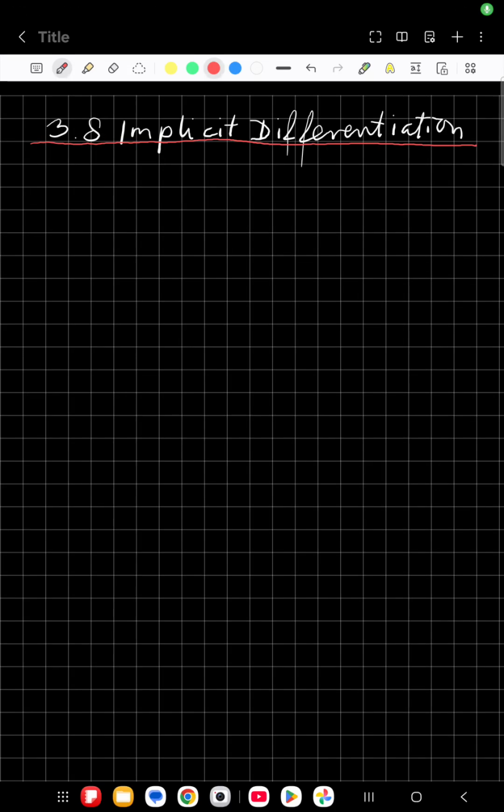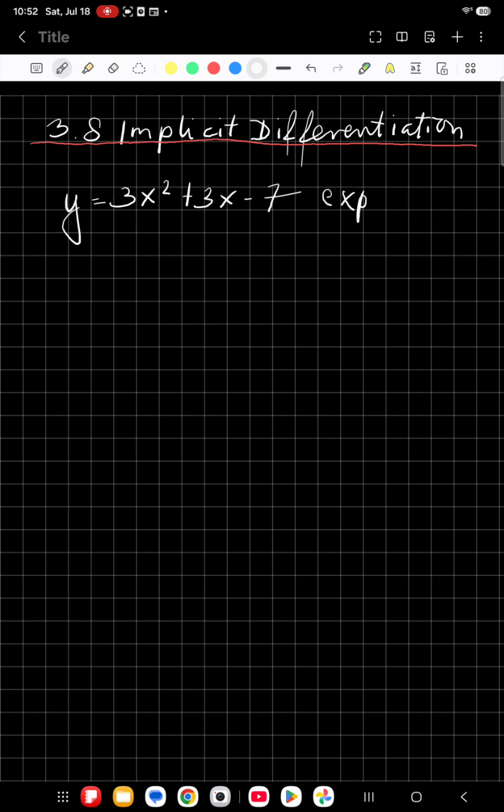This is 3.8, and it's implicit differentiation. So let me maybe start by talking about what is an implicitly defined function. Normally, you would write y equals, and then there's some terms with x's, so 3x squared plus 3x minus 7. So this would be an explicitly defined function.